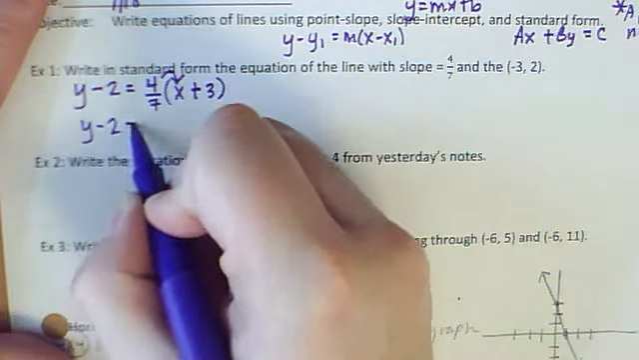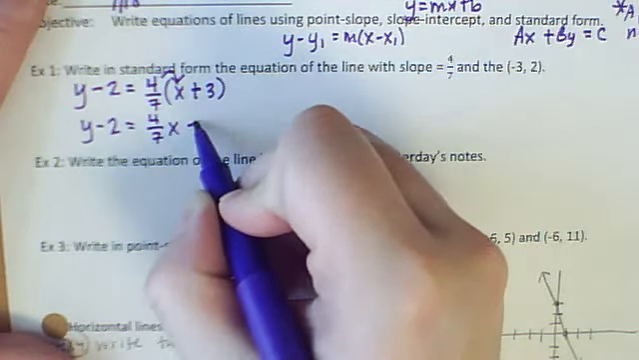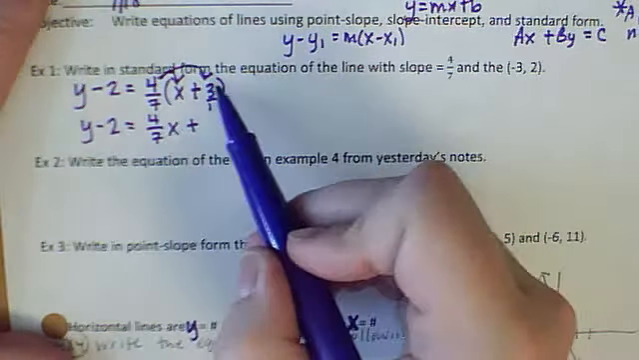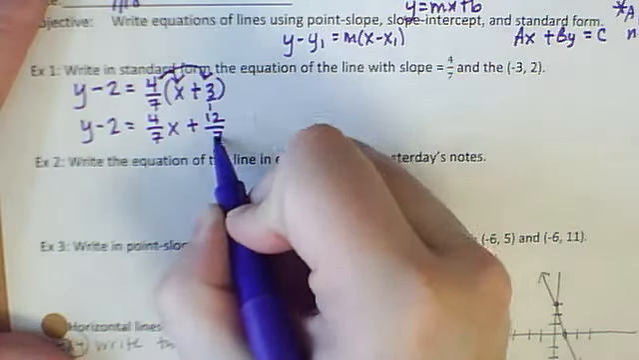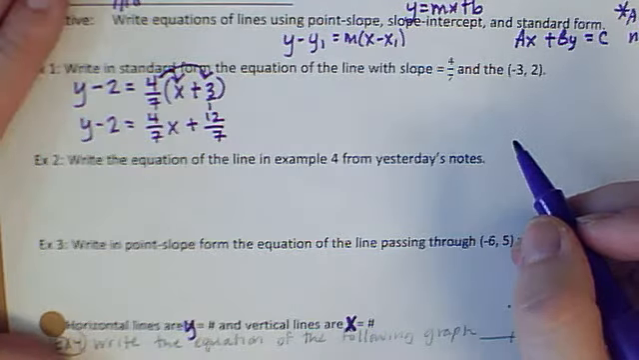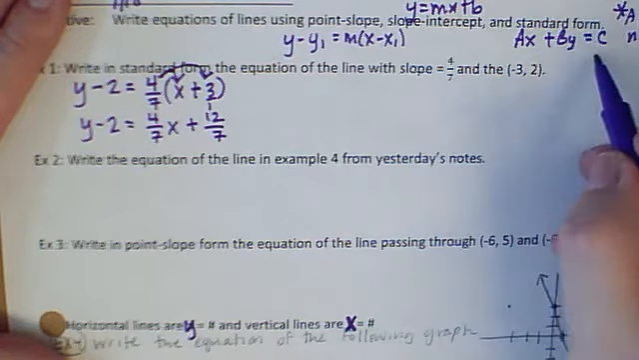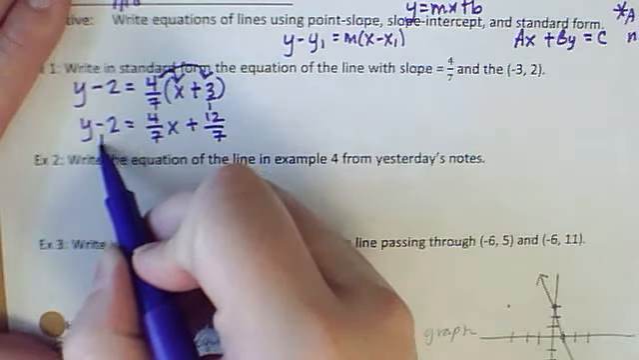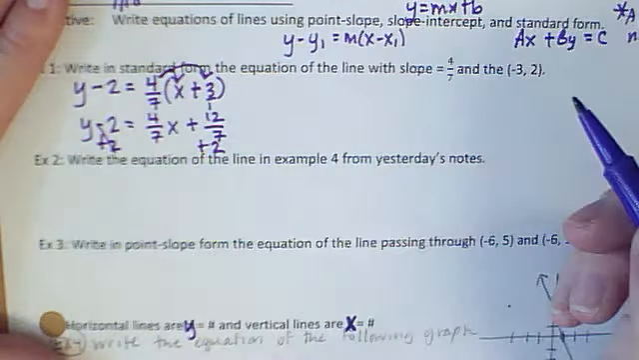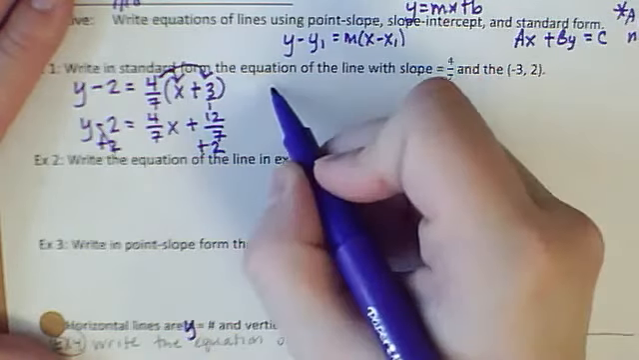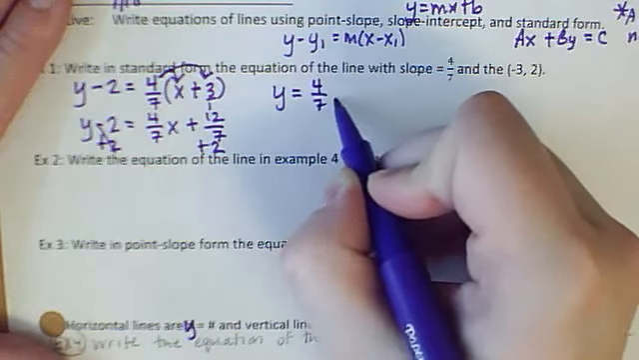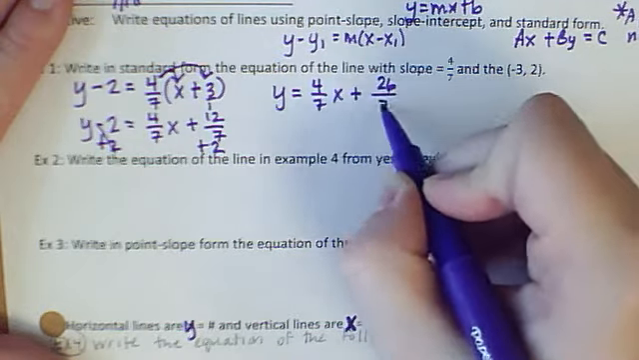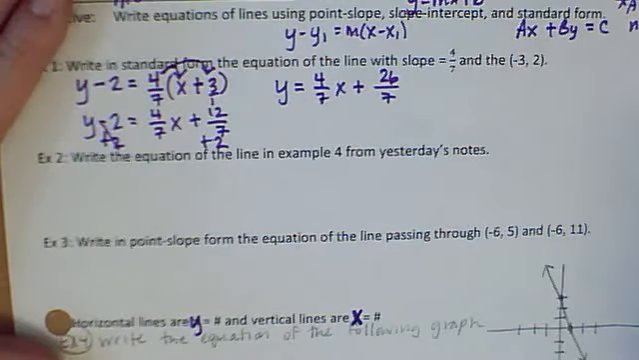Once you get to this, go ahead and distribute. So I still have y minus 2 over here, 4/7 x plus. Now when I multiply 4/7 by 3, pretend that's a fraction, so 4 times 3 is 12, and on the bottom it stays 7. With standard form I want the x and the y on the same side, but here I still have this number that I need to get rid of, so I'm going to add 2 so I can get all my numbers and like terms combined. So I got y equals 4/7 x plus, and if I add that, you can do it in your calculator and change it back to a fraction, you get 26/7.